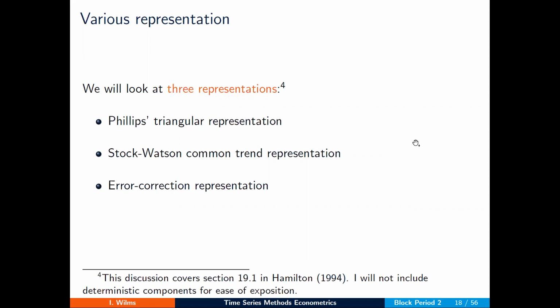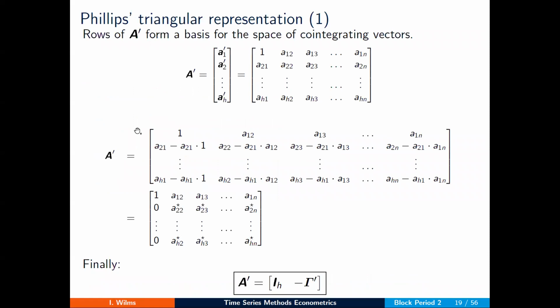There are, however, three often used ways to represent the co-integration relations, and we will have a look at these three representations today. After having seen these representations, you should be able to reconstruct them yourself. So let us start with the first, the Phillips triangular representation.